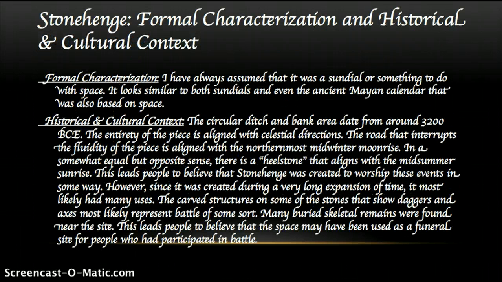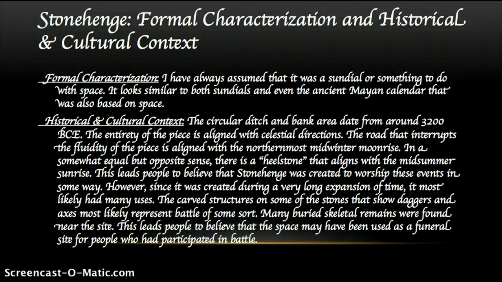As for formal characterization, I have always assumed that it was a sundial or something to do with space. It looks similar to both sundials and even the ancient Mayan calendar that was also based on space. When it comes to historical and cultural context, the circular ditch and bank area date from around 3200 BC. The entirety of this piece is aligned in celestial directions.